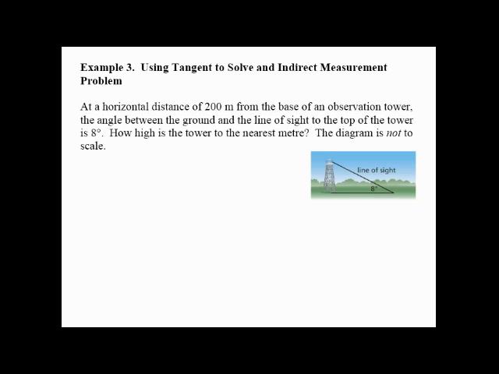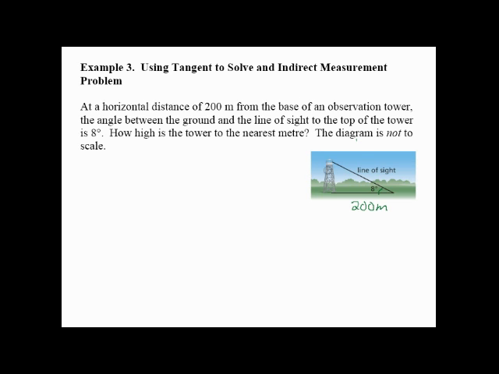Okay, third example. Using the tangent to solve an indirect measurement problem. At a horizontal distance of 200 meters from the base of an observation tower, the angle between the ground and the line of sight to the top of the tower is 8 degrees. So this distance here on this drawing is 200 meters. And this angle is 8 degrees. How tall is the tower?